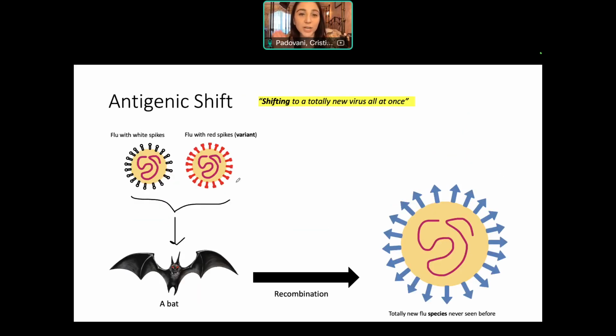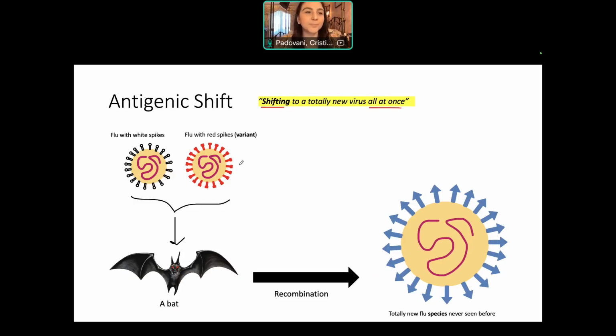Antigenic shift is you're making a totally new virus. This is how COVID-19 specifically happened. This is also how swine flu happened. All those epidemics and pandemics that you see are due to shift. So it's not slowly over time. This is shifting to a totally new virus all at once. So this is very sudden.